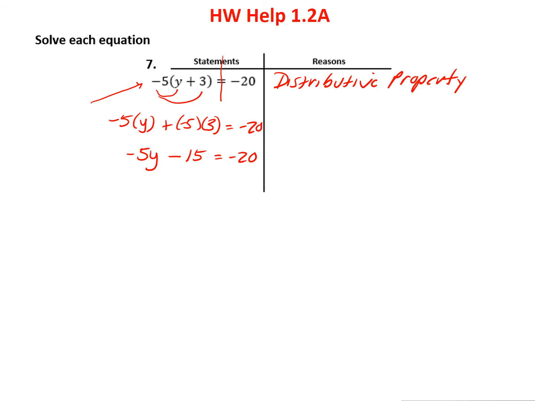At this point now we have a two-step equation. The variable is being multiplied by negative 5 and then subtracting 15. So we typically undo the addition or subtraction first. So the opposite of subtracting 15 is adding 15. Right? The 15 minus 15 is 0. That's what we wanted to get rid of. We're using this time the addition property of equality.